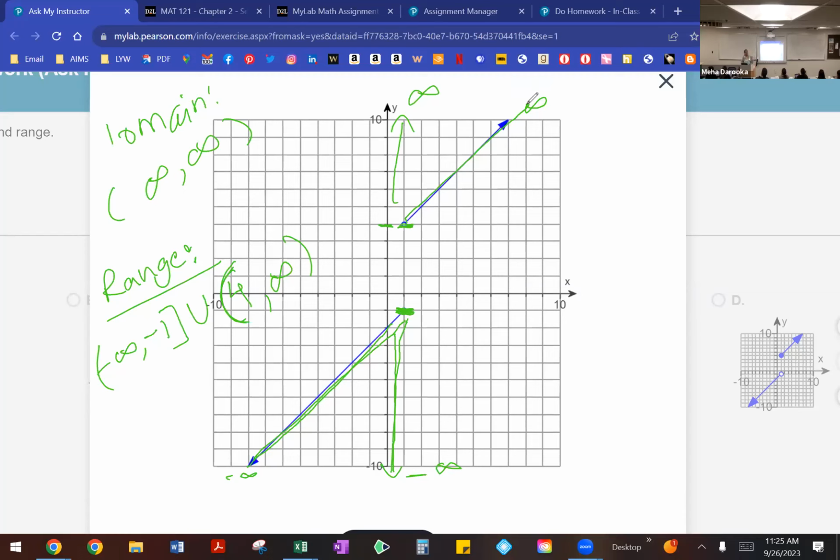You're using the union symbol because you're basically saying I'm taking the bottom half of my y-axis and I'm using it or adding it with the top half. So you use the union symbol. Sergio?